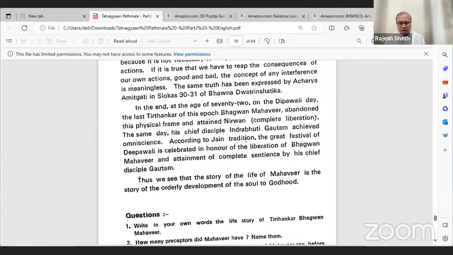Your exposition of the truth of life is capable of destroying all the miseries and misfortunes of this world and of leading worldly beings to their supreme happiness. And as such, it is Sarvodaya Tirth, that is, religion for the welfare of all the living beings. That which leads to the welfare of all is Sarvodaya, Sabka Uday. So there is something for the welfare of all human beings.